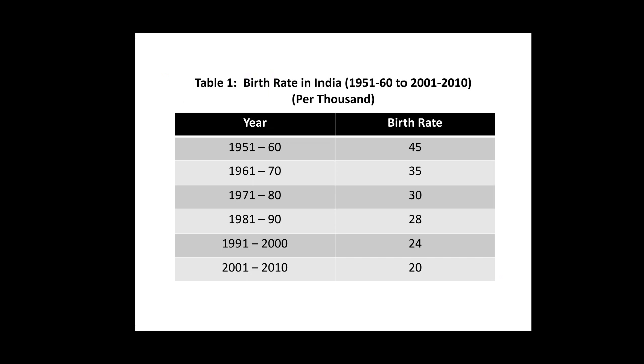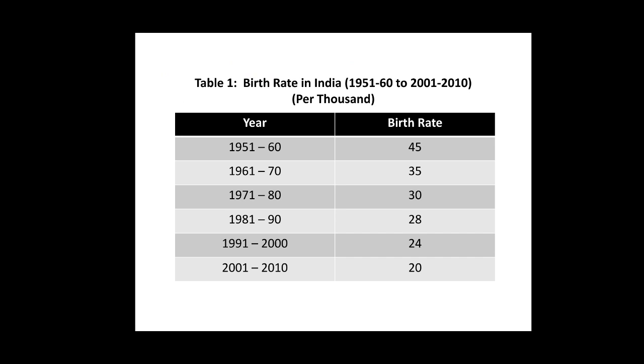Let us take an illustration here. The table given in the current slide gives data on birth rate in India according to census survey of different years. That is, it gives data on birth rate in India from 1951 to 60 to 2001 to 2010. The table, for example, shows that during 1951 to 60, birth rate in India was 45 births per thousand people, then reduced to 35 births per thousand people during 1961 to 70, and so on.